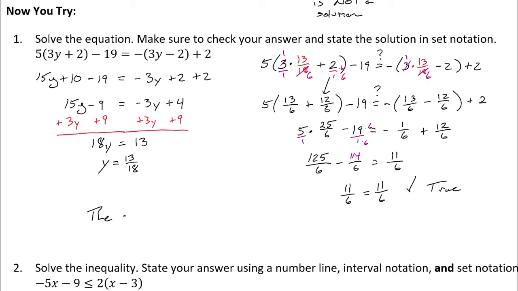And so we can state our conclusion. The solution is 13 over 18. And the solution set is the set containing the solution being 13 over 18 inside of the curly brackets.